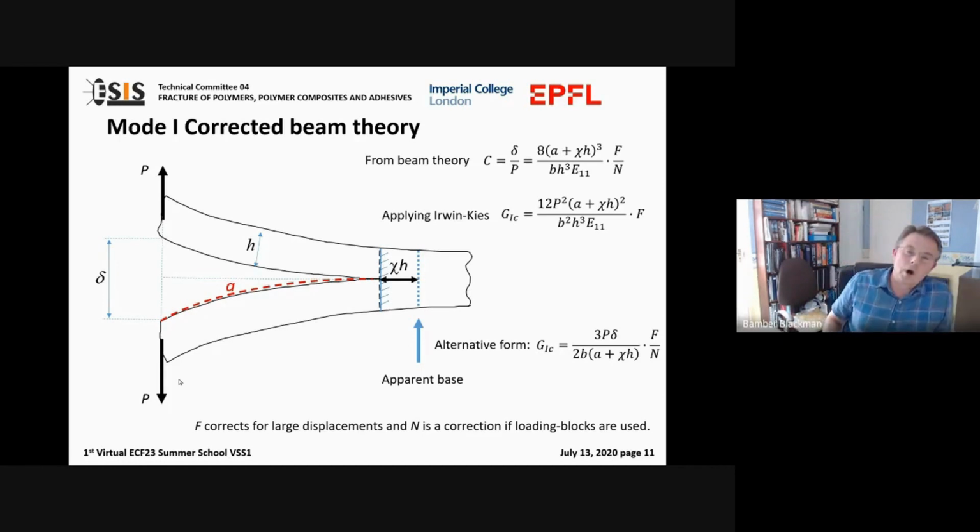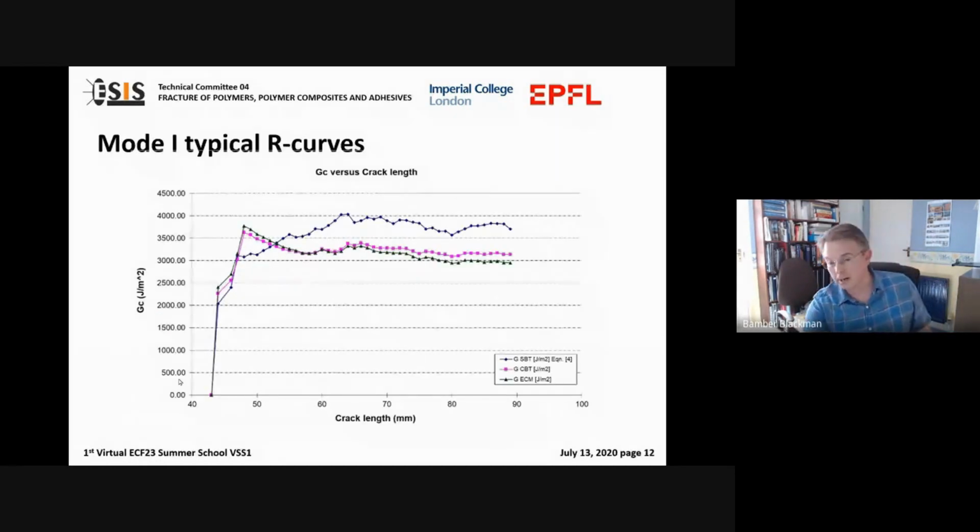This is a typical R curve that we might measure from a mode 1 experiment, and of course you can see how the simple beam theory, the corrected version of the beam theory, and the experimental compliance methods may vary. Typically what we would see in structural adhesives is a relatively flat R curve. Assuming that the crack is running through the center of an adhesive, we shouldn't be seeing fiber bridging effects because they won't be present. We should see a relatively constant value of fracture energy as the crack runs through the adhesive.